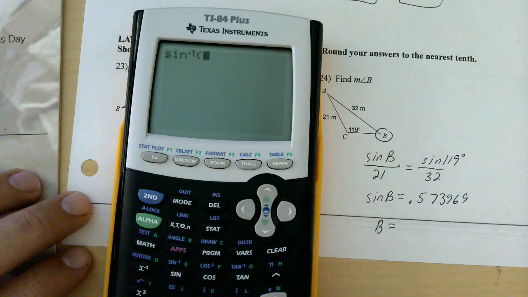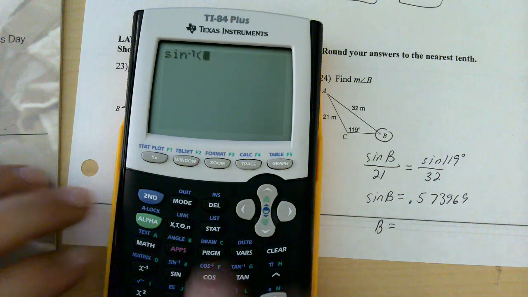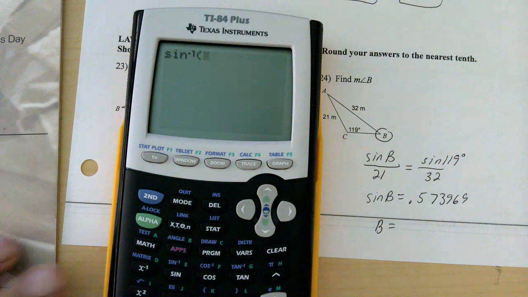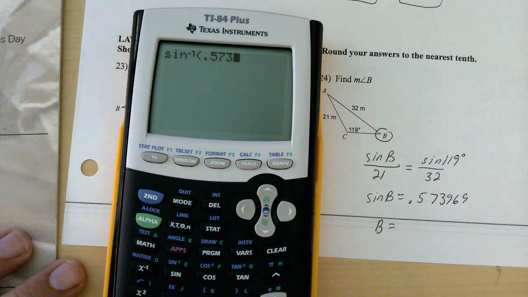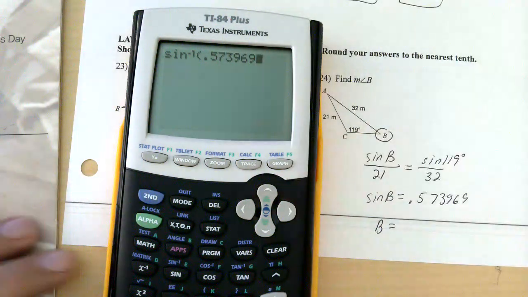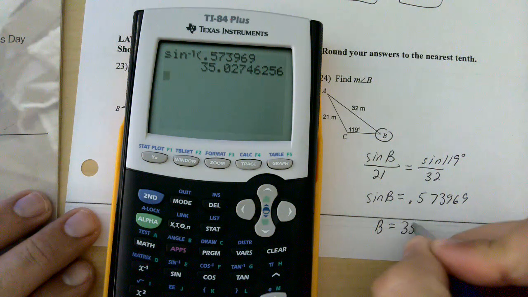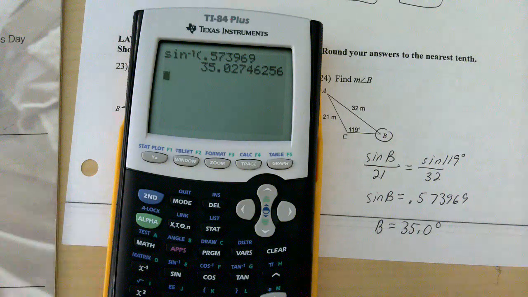So second sine, and then normally you would type in your ratio, like if it was number 8, I gave you a fraction. Here it's a decimal. So I'm going to type in 0.573969. And like I said, I would have pasted it if I didn't mistakenly hit clear. And you're going to see it's about a 35.0 degree angle. And that's how we use the law of sines.